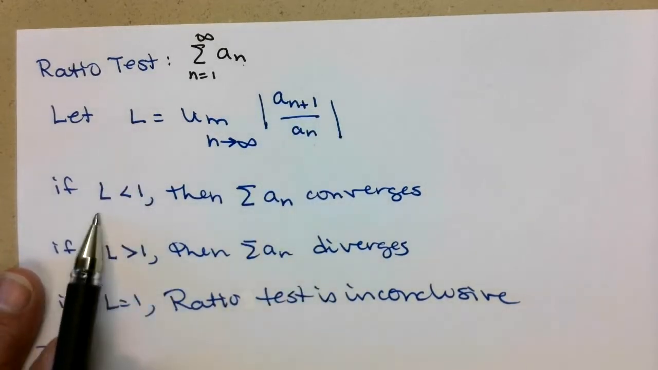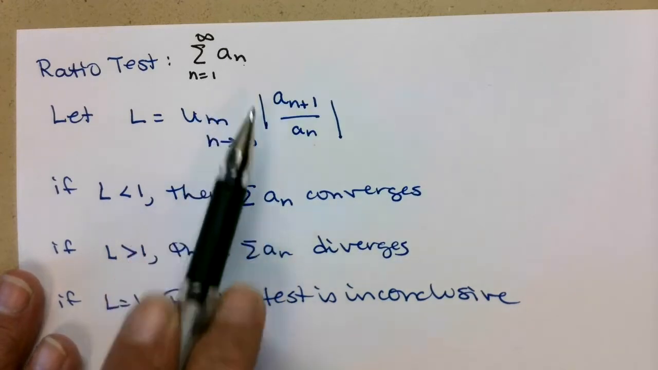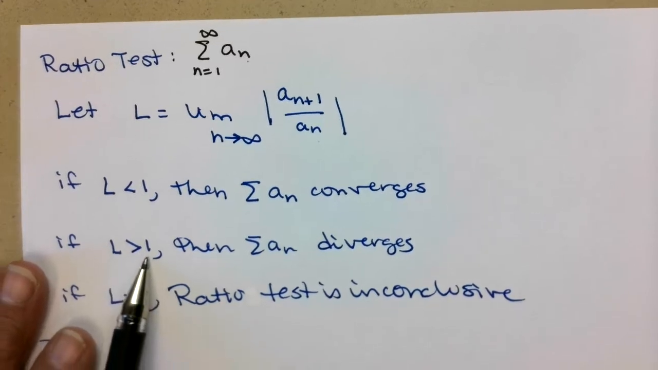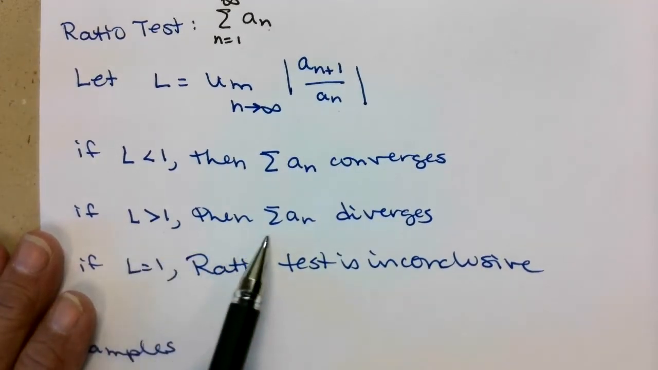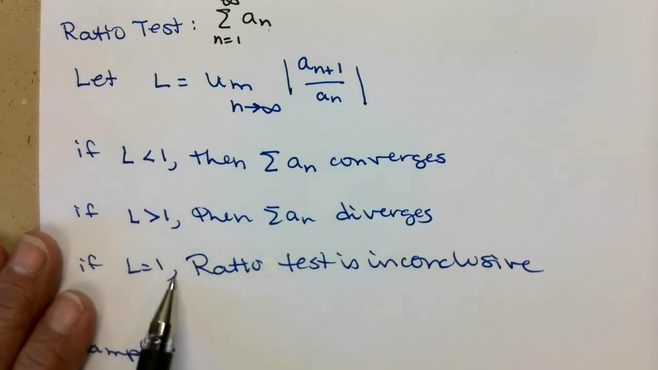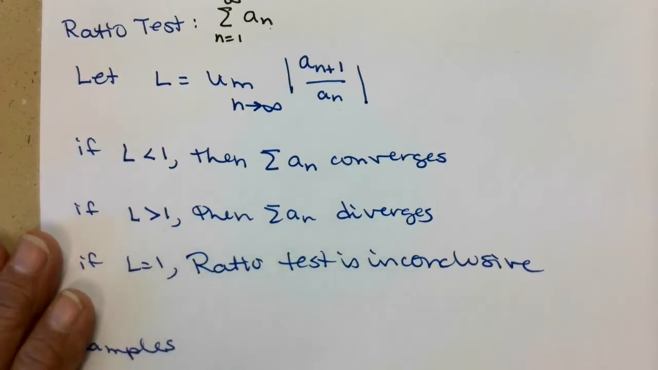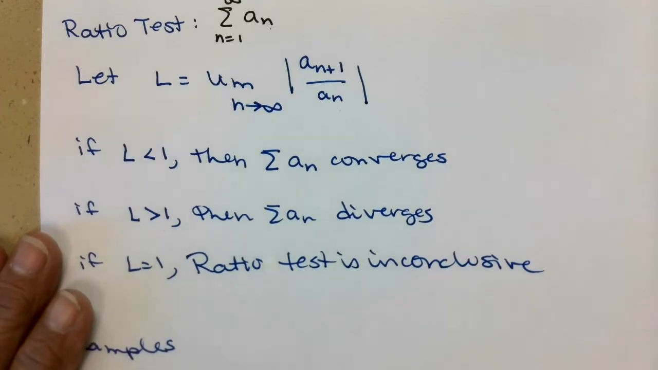Okay, so if that limit L is less than 1, then we say that the series converges. If the limit of the ratio is greater than 1, then the series diverges. Now, if it equals 1, then our ratio test was inconclusive, and we have to go try something else, maybe an integral test or, I don't know, try something else.